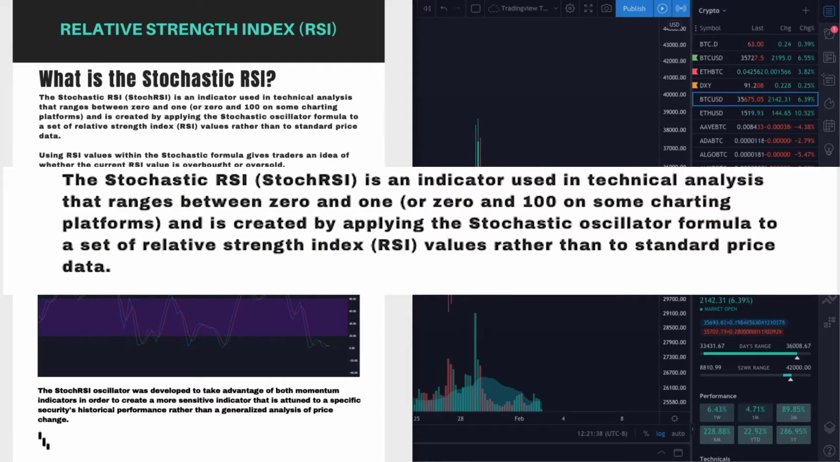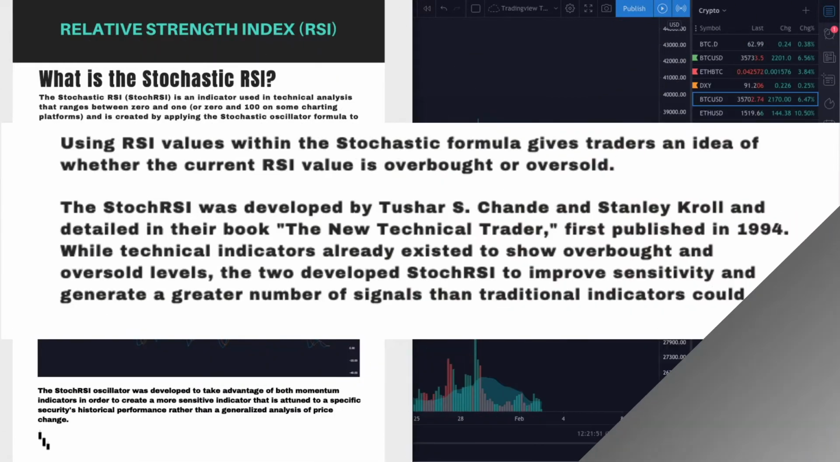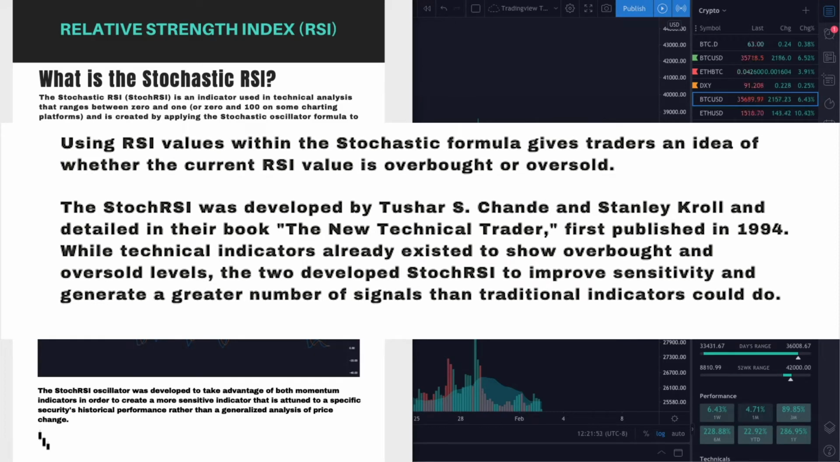So this goes between 0 and 1, or 0 and 100 on some charting platforms, and is created by applying the stochastic oscillator formula to a set of RSI values rather than to standard price data. Now, using RSI values within the stochastic formula gives traders an idea of whether the current RSI value is overbought or oversold.